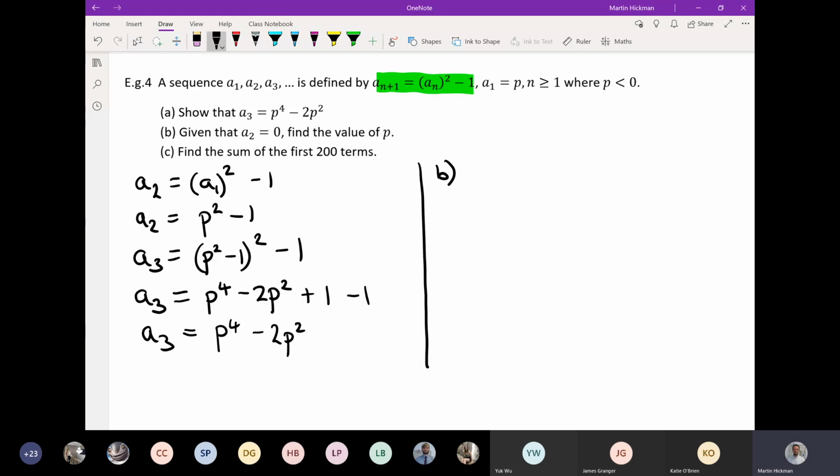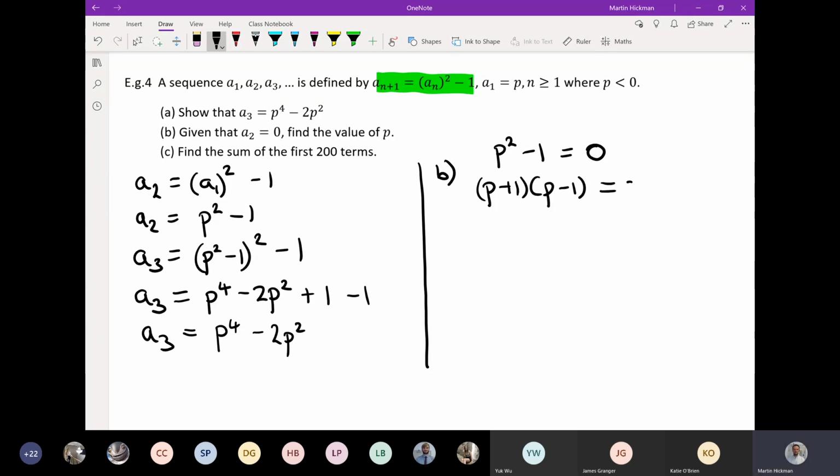Part B then says, given that a2 equals 0, find the first value of p. Now I know that a2 is p squared minus 1, which just equals 0. So either I can add 1 to both sides and take the square root, or we can just spot that this is the difference of two squares.